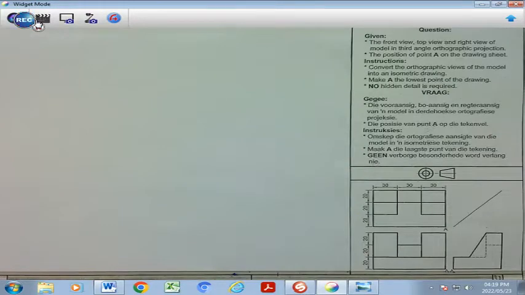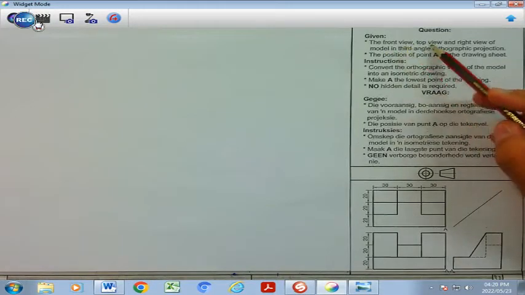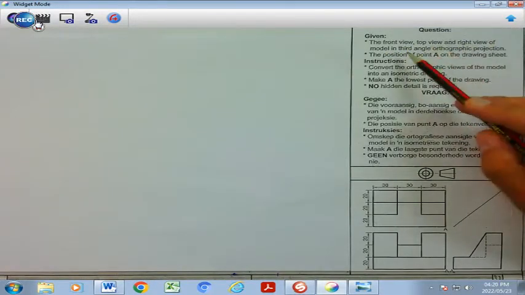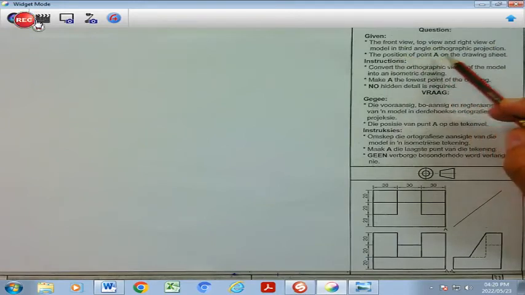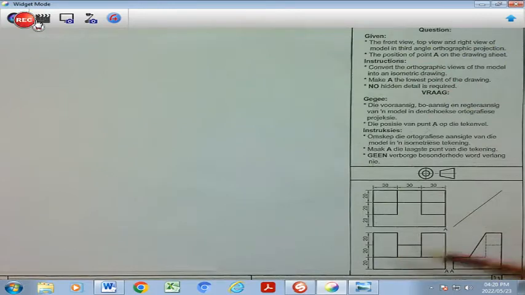Alright, grade 10s, we are looking at the isometric drawing on page 7, where you are given a front view, a top view, and a right view of a model in third angle orthographic projection. So what does it mean? And this is what it displays here.